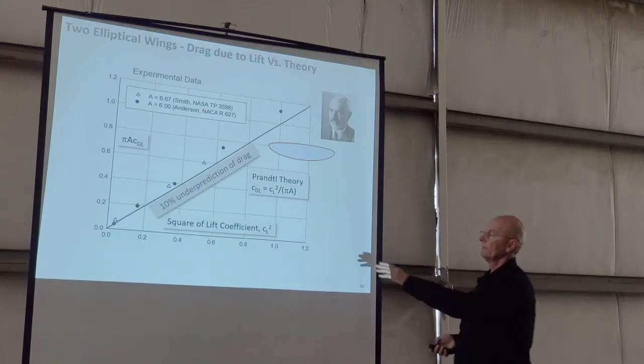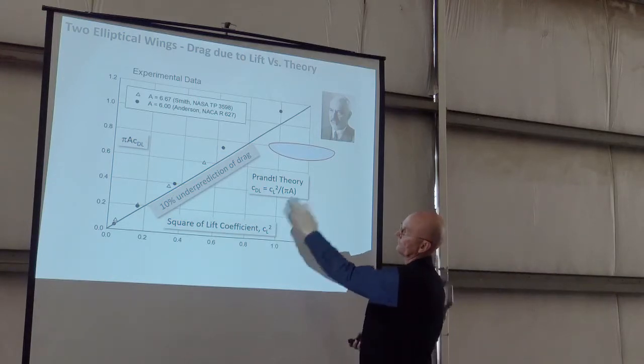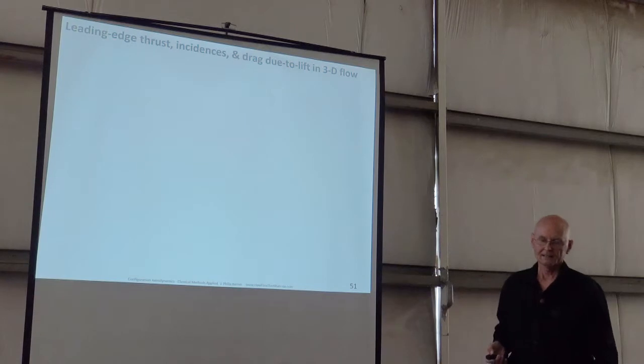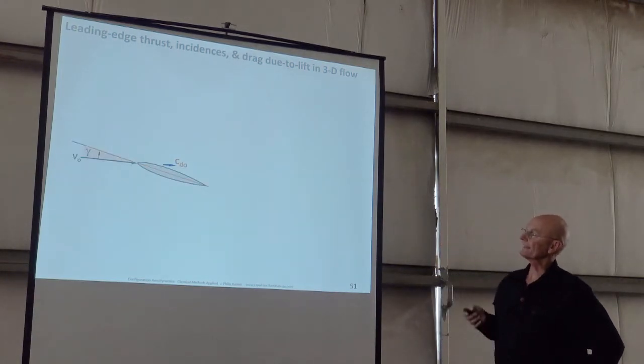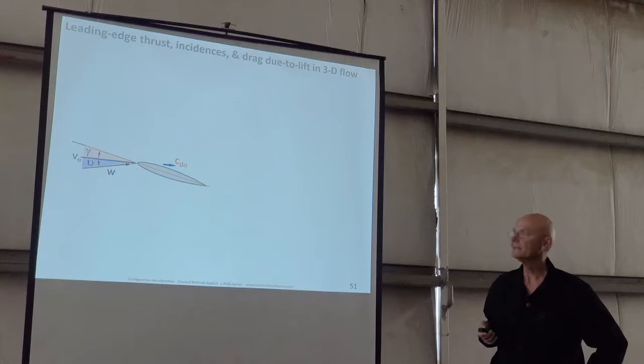So, but notice that by plotting the square lift coefficient, you get a straight line. Okay. So here we have once again, now we're doing the same diagram that we had before. The key thing that I want you to see, if you can stay awake for this one feature, boom, right there. Stay awake for that one feature.